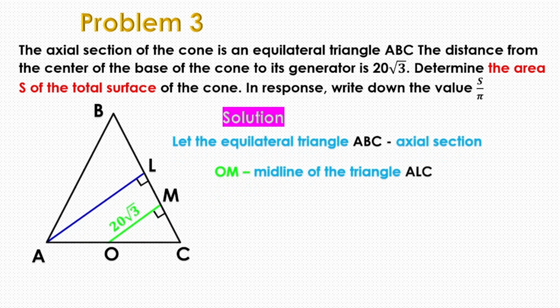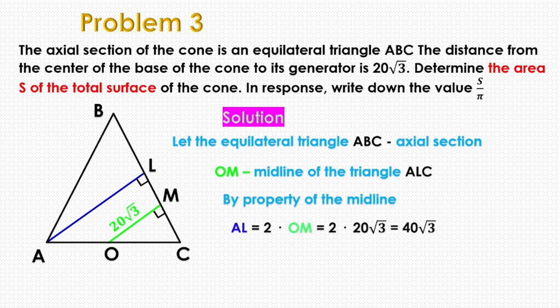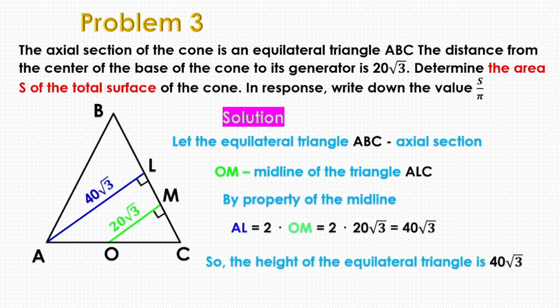Solution. Let the equilateral triangle ABC be an axial section. I will immediately denote the segment OM, which is given to us by condition. This segment will be perpendicular to the side BC, because OM is the midline of the triangle ALC. And why will it be the midline? Because first of all, this is an equilateral triangle. So AL will be not only the height, but also the bisector and the median. And the median divides the triangle into two equal triangles. So LM will be equal to MC, and AO is equal to OC already by the condition of the problem.